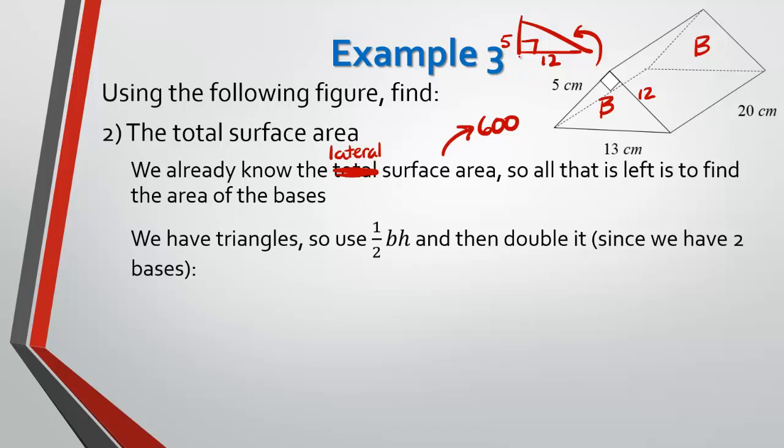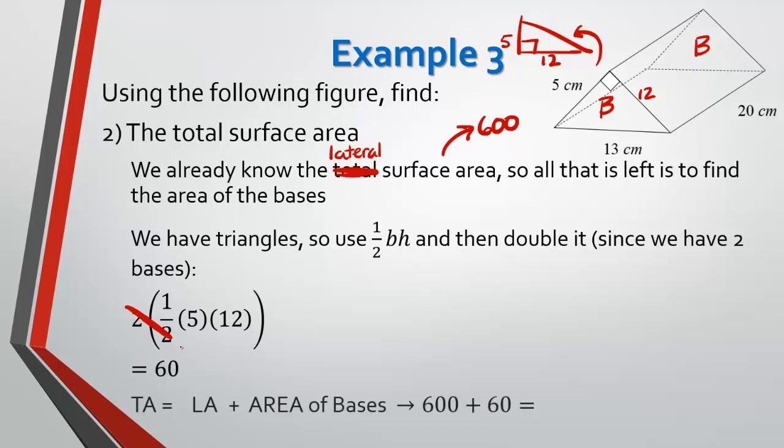So when we have a right triangle, the base is pretty obvious, and the height is pretty obvious, because one side's the base, one side's the height, and that would be the two sides that are not the hypotenuse. So we do half of 5 times 12 times 2. Now when you do that, these cancel out. So you're left with 60. So we take the total area equals the lateral surface area plus the area of the bases, which is 600 plus 60. So our answer is 660.